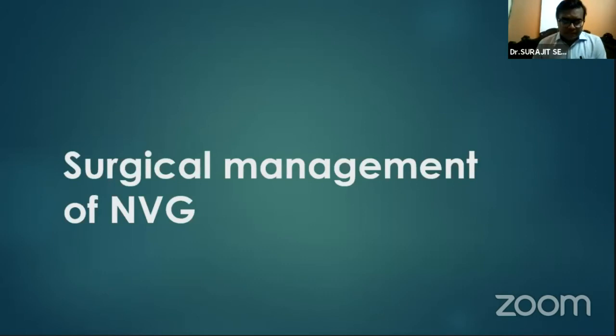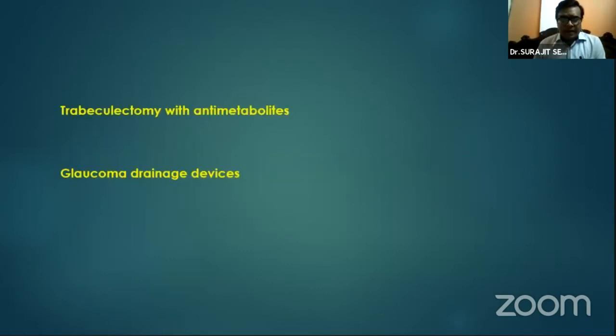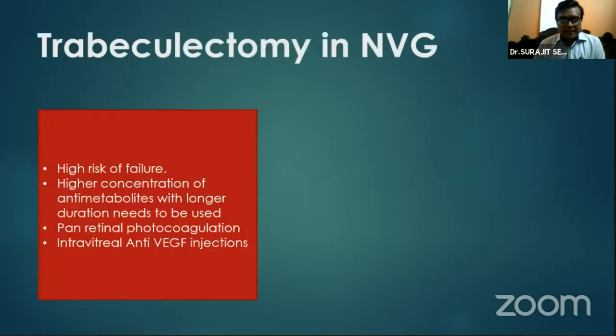Coming to the surgical management of NVG, it is usually managed with trabeculectomy with antimetabolites and glaucoma drainage devices. Trabeculectomy in NVG is considered a high risk procedure. High risk means a high risk of failure. So a higher concentration of antimetabolites with longer duration needs to be used. And definitely, whenever it is possible, panretinal photocoagulation should be completed, and intravitreal anti-VEGF injection prior to the surgery increases the success rate of the procedure.